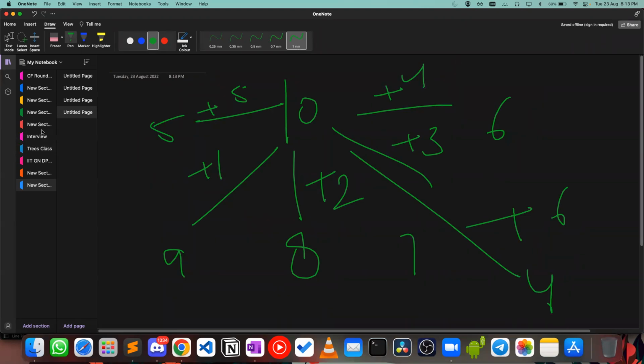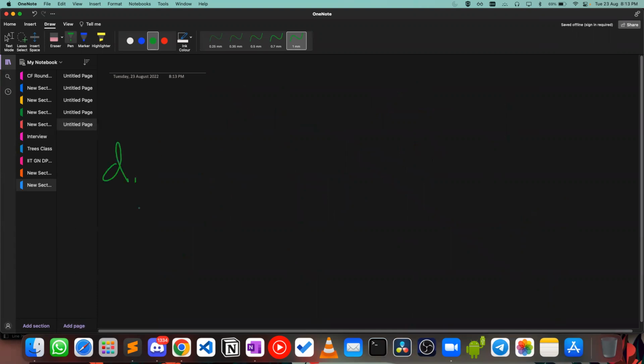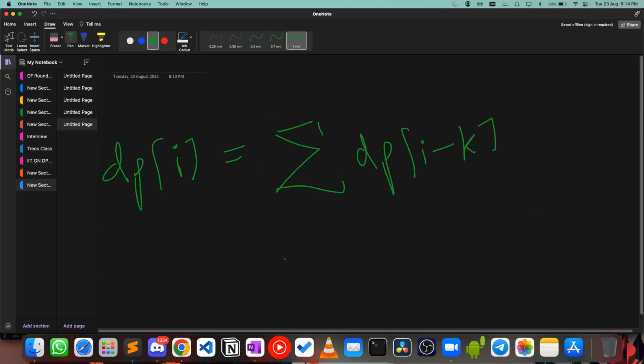Great. Somebody has written that dp of I is equal to the sum of dp of I minus k, with k going from 1 all the way up to 6. Because look at it this way. You have I. How can you reach I? You can reach it from I minus 1 in one way. Then you can reach I from I minus 2 in another way, by throwing a dice and getting a 2. So does this transition seem good enough to you guys?